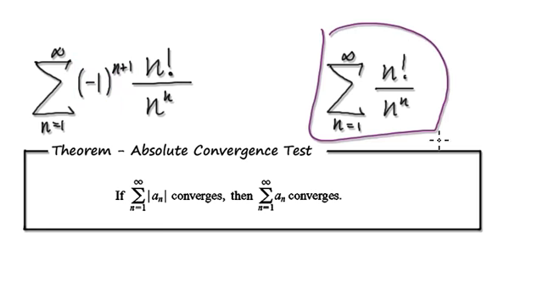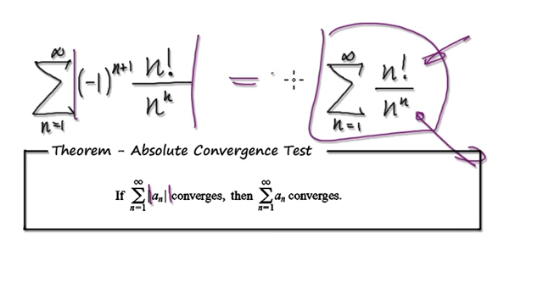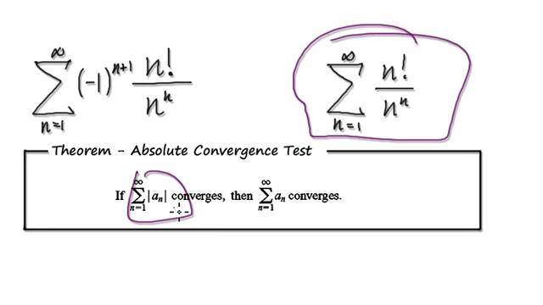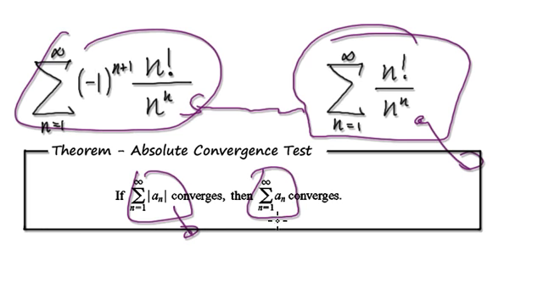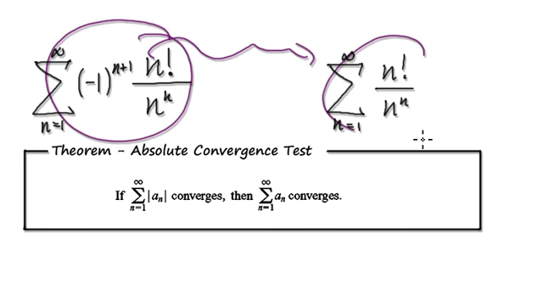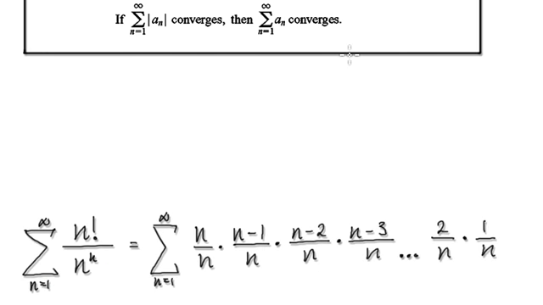So remember, if the absolute version, which is the case here, because the absolute version is this thing here, converges, then the original must also converge. So rather than looking at this, we are going to look at this.